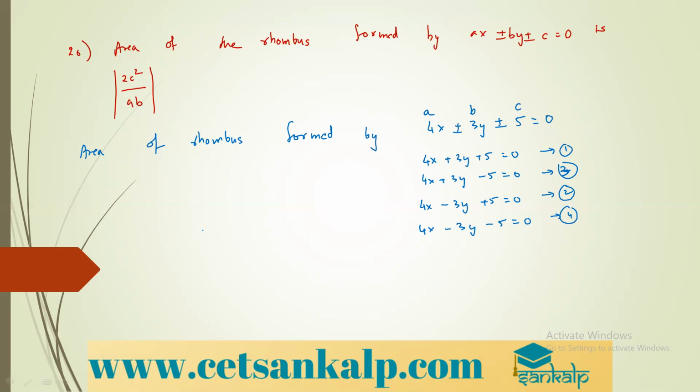Like this, 4 combinations. So area, absolute value of 2 into c square, that is 5 square, by A is 4 into B 3. So 2 into 25 is 50 by 12. 2 25s to 6. So the area will be 25 by 6 square units.